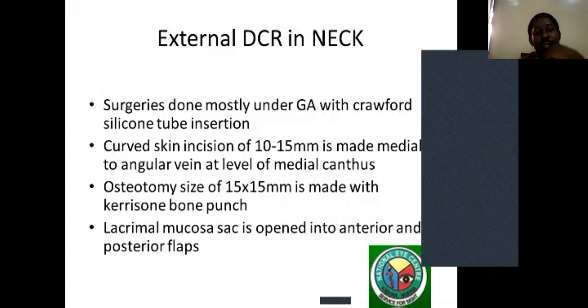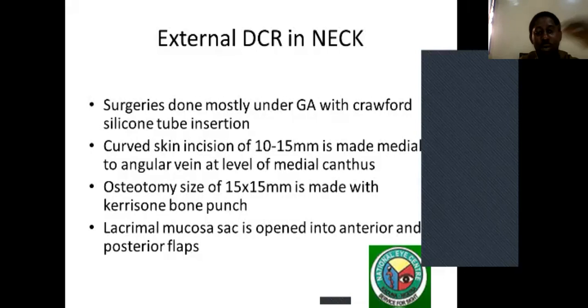Now, the external DCR, which we do in National Eye Center, the surgeries are mostly done under general anesthesia and a Crawford silicone tube is inserted. We do a curved skin incision of about 10 millimeters, which is made medial to the angular vein. This is to avoid bleeding at the level of the medial canthus. This incision is further dissected down to the periosteum, and an osteotomy of about 15 by 10 mm is made with a Kerrison bone punch.